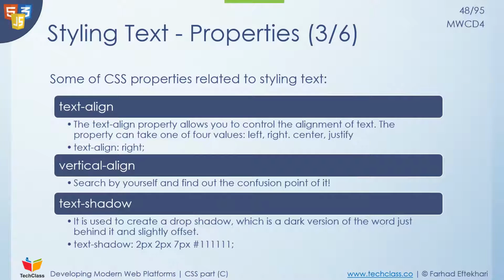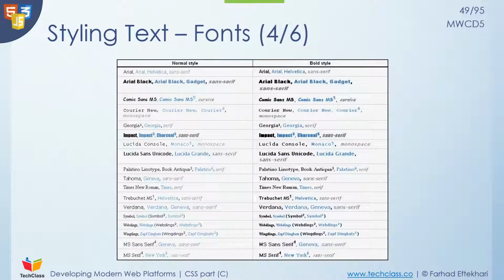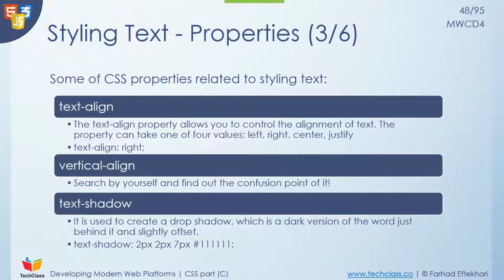And then we have text align, vertical align, text shadow, which are also self-explanatory by their name, but you need to declare them by yourself. Let's see how you can work with them. That's a good example.